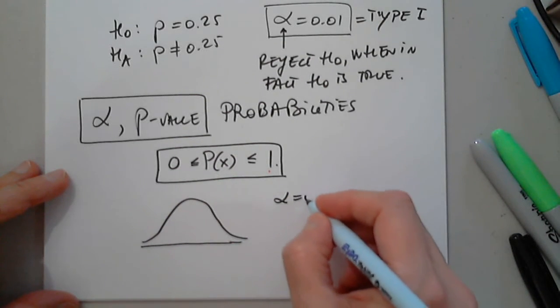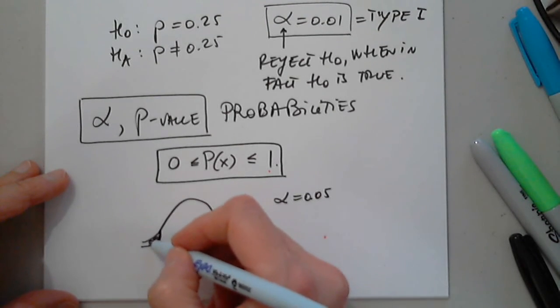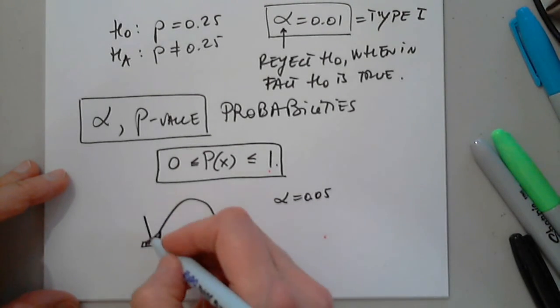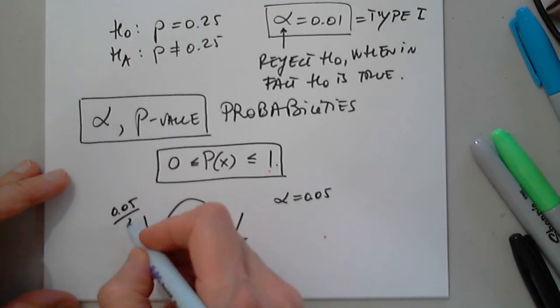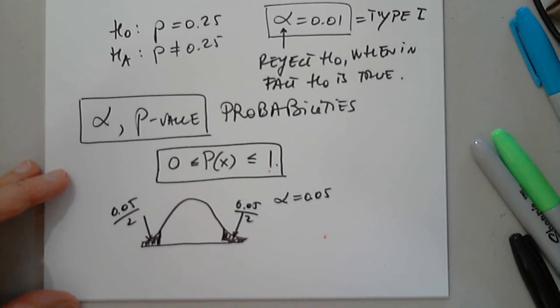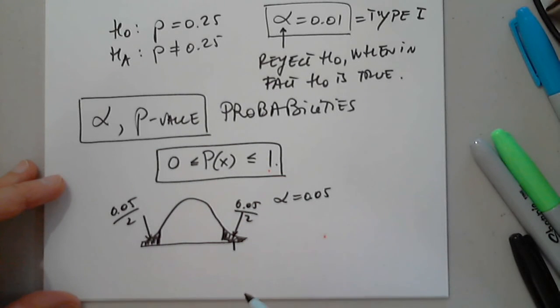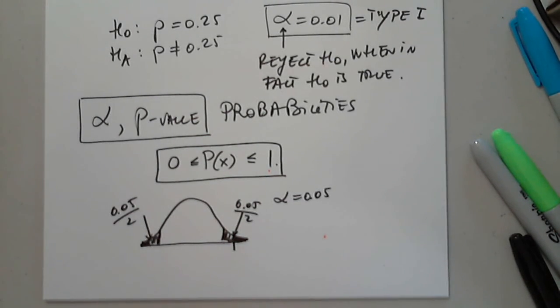So for example, if I have 0.05, then this is half of 0.05 and this is half of 0.05, right? So this will be 0.05 over 2 and this will be 0.05 over 2. The same thing with the p-value, because we are comparing something here. So it will be a little bit on this tail and a little bit in this tail. I'll show you with the graphing calculator when we get to an example in a minute.